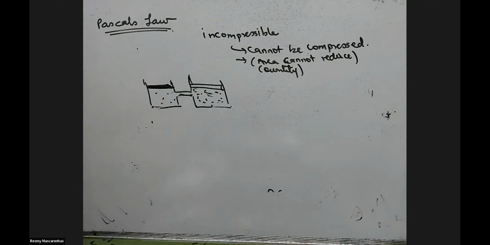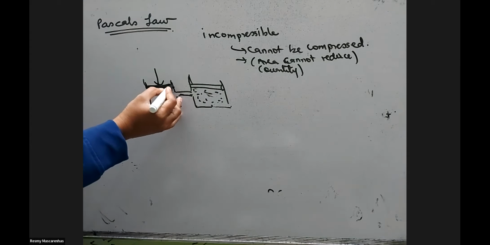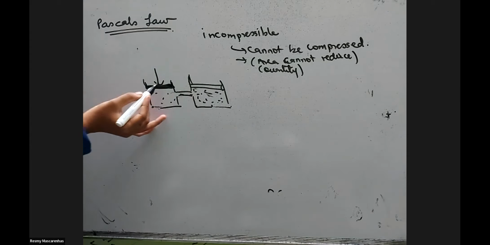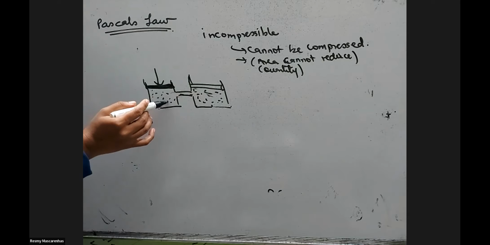Okay, maybe they are at equilibrium, whatever. Now what you do is you try to put some force. This piston is tight over here. Water will not come out from this side. Then you're putting pressure over here. So what is going to happen?